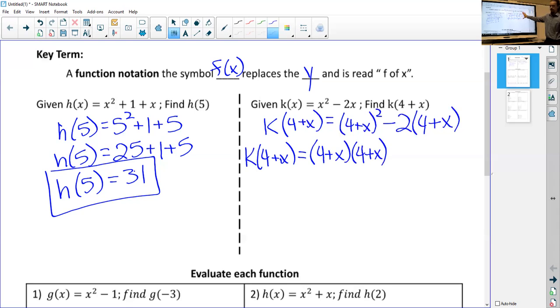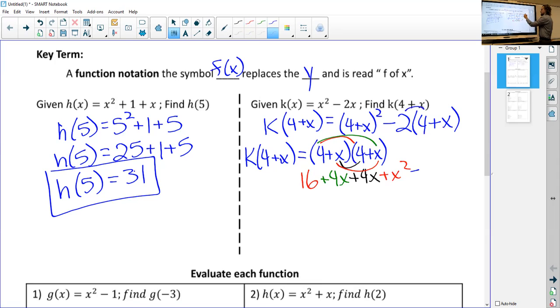And actually, let's work this part out, then we'll come back for the second half here. So if we use FOIL, we do first, so 4 times 4 is 16. Outer, 4 times x is 4x. Let's do inner. That's also 4x. And last, we're out of colors. So x times x is x squared. All right, there you go. So that's just the first half. Then we come back for the second part here.